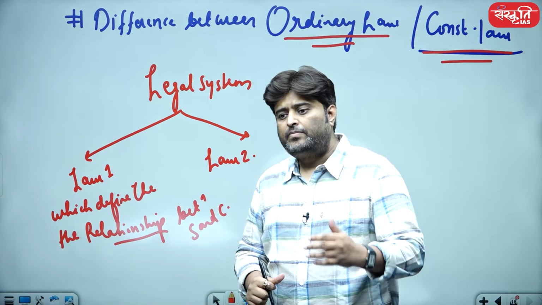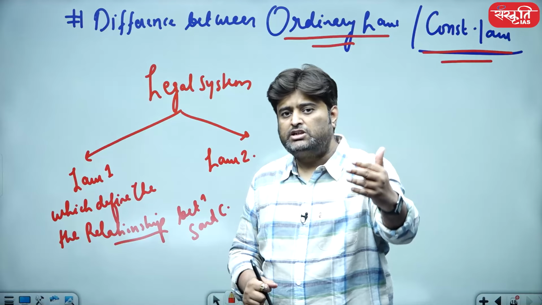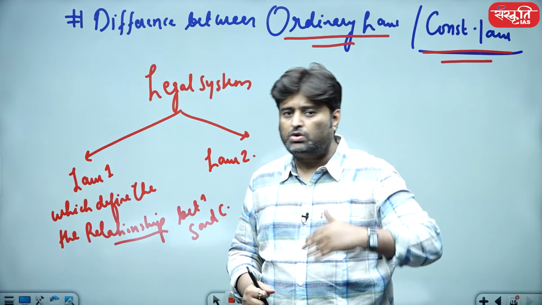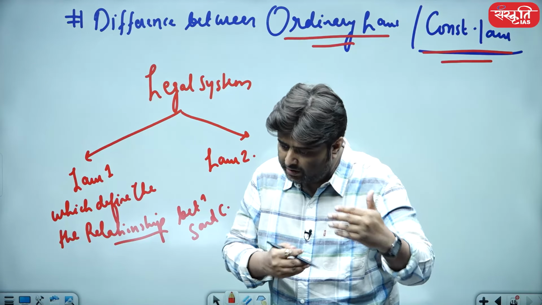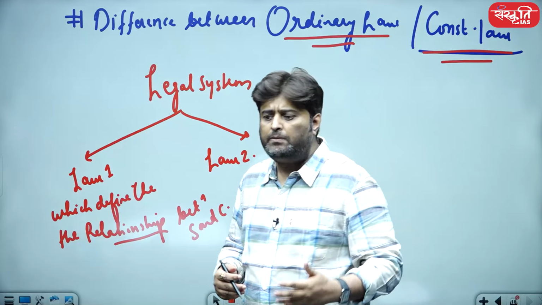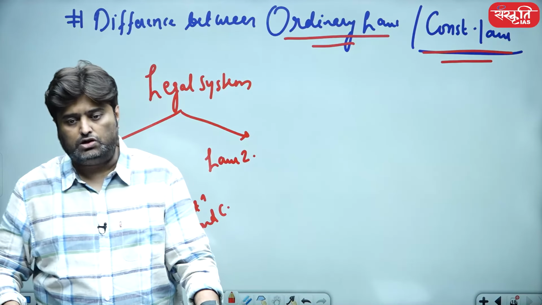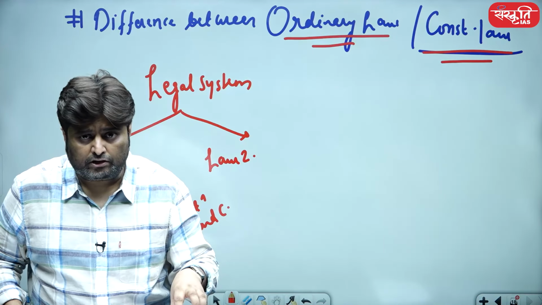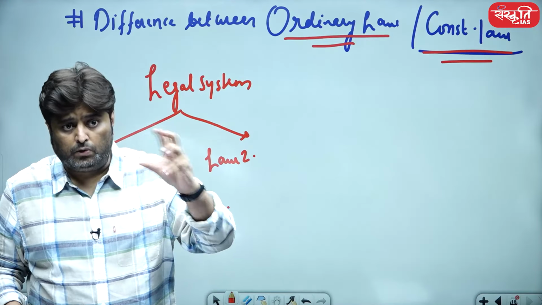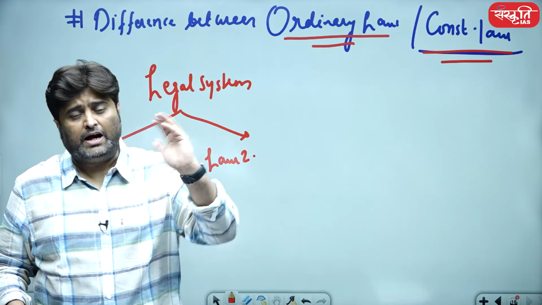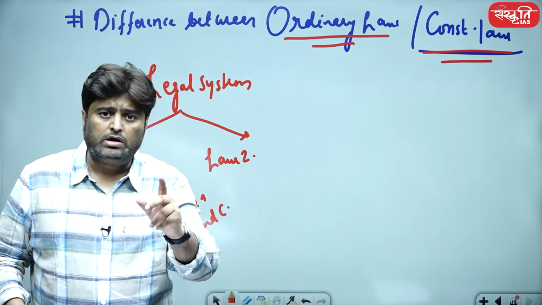State and citizen means the state will have some powers, citizens will have some powers, the state will have some rights, citizens will have some rights, and what will be the relationship between them? What type of relationship are they going to enjoy, what type of duties are they going to have, what type of rights are they going to have. That is going to be law number 1.